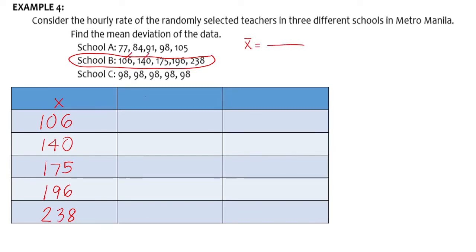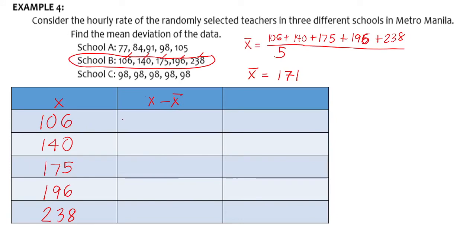106 plus 140 plus 175 plus 196 plus 238 divided by 5. The sum divided by 5 is 171. So that is our mean. So let's solve this now. 106 minus 171 is how much?